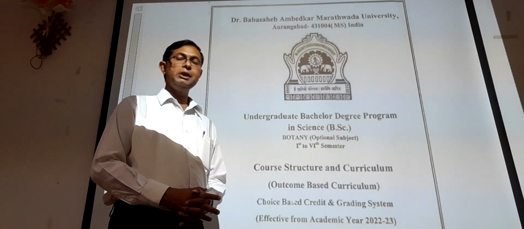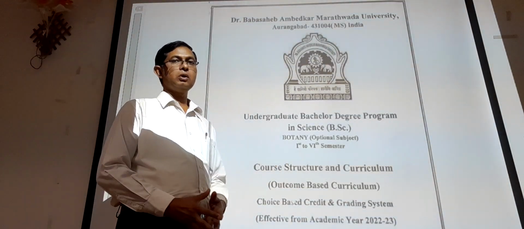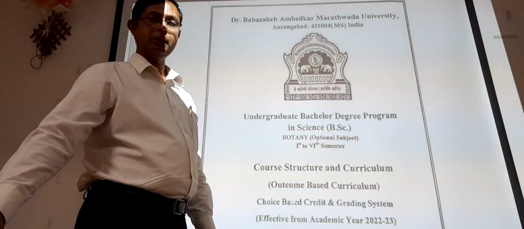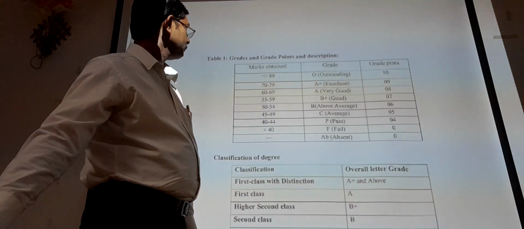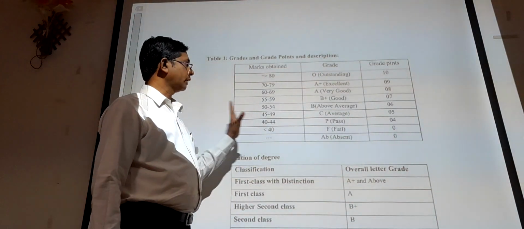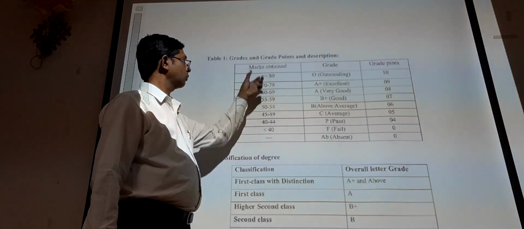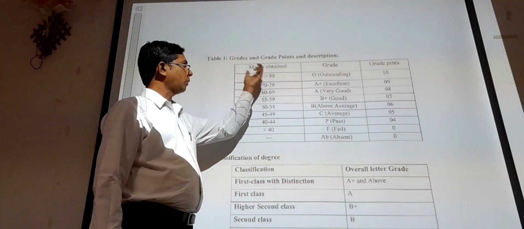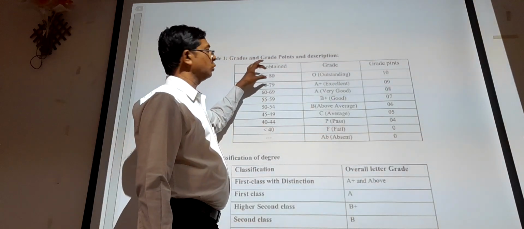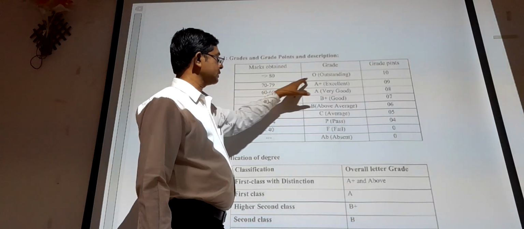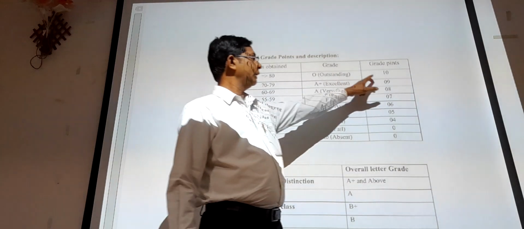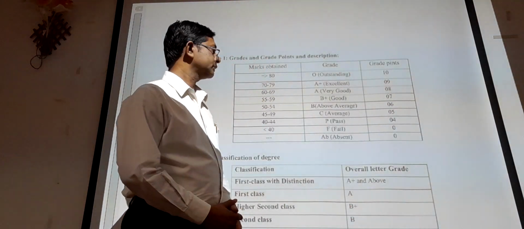Now when we talk about BSc first year and the students of second year, this is nothing but the first page which is available on the website for the syllabus. Here the table shows the grades obtained by the student according to their marks. Say for example, for more than 80%, the student is given the O grade, which is the outstanding grade, and it has the grade point 10.